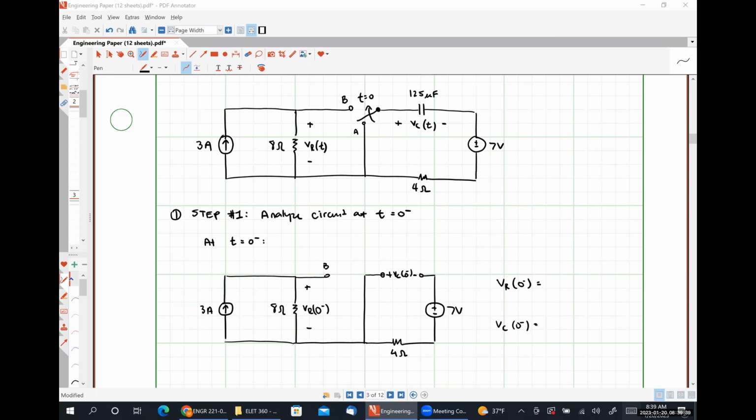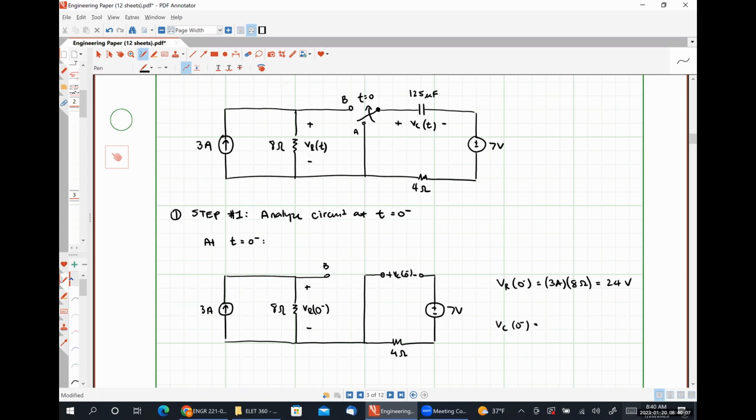So VR is 24 volts. All right, so John, how did you get that result? Three times 8. So you applied Ohm's law effectively, right? So 3 amps times 8 ohms is equal to 24 volts. I don't have any problem with that whatsoever.